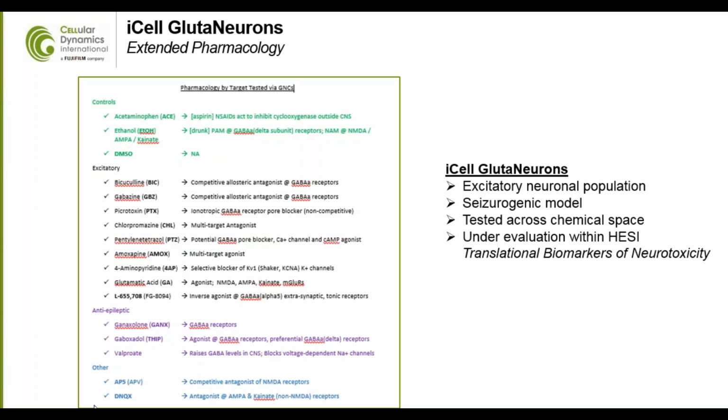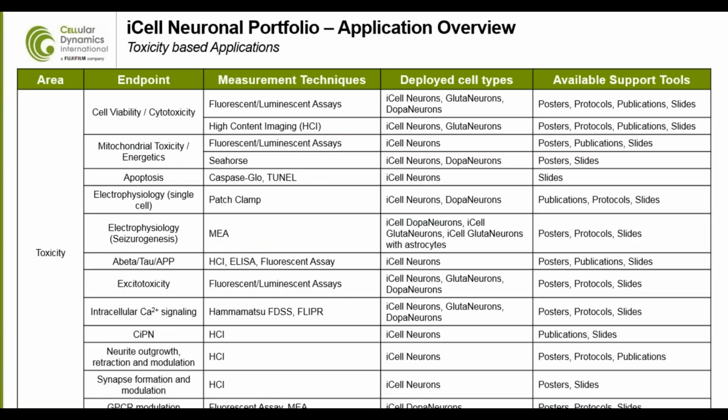used in the clinic, as well as other chemically active compounds as well. And again, we'll see how this type of data set can be expanded into a much larger universe with Dr. Bader's presentation. So in summary, you see the GlutaNeurons are an excitatory neuronal population. They're a seizurogenic model. We've tested across many chemical classes, and are currently under evaluation within the HESI translational biomarkers of neurotoxicity.